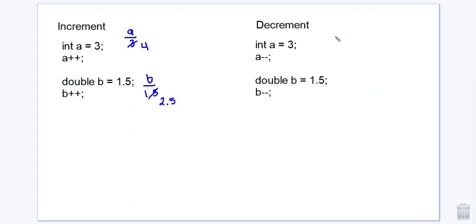I can also decrement by doing minus minus. So A starts out at 3, and then A minus minus means decrease by 1 and assign it back to A. Or if my double starts out as 1.5 and I do B minus minus, it means decrement by 1, so I would get 0.5. So these are just shorthand ways of doing it, and when we get to for loops, you'll do these quite frequently.